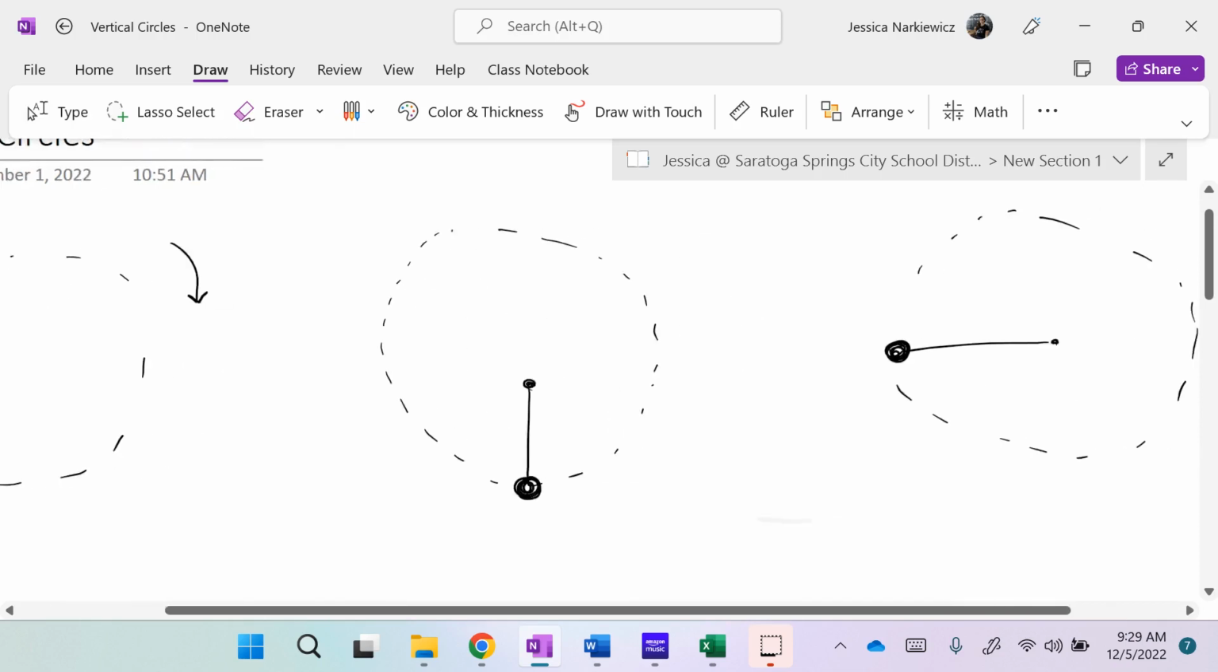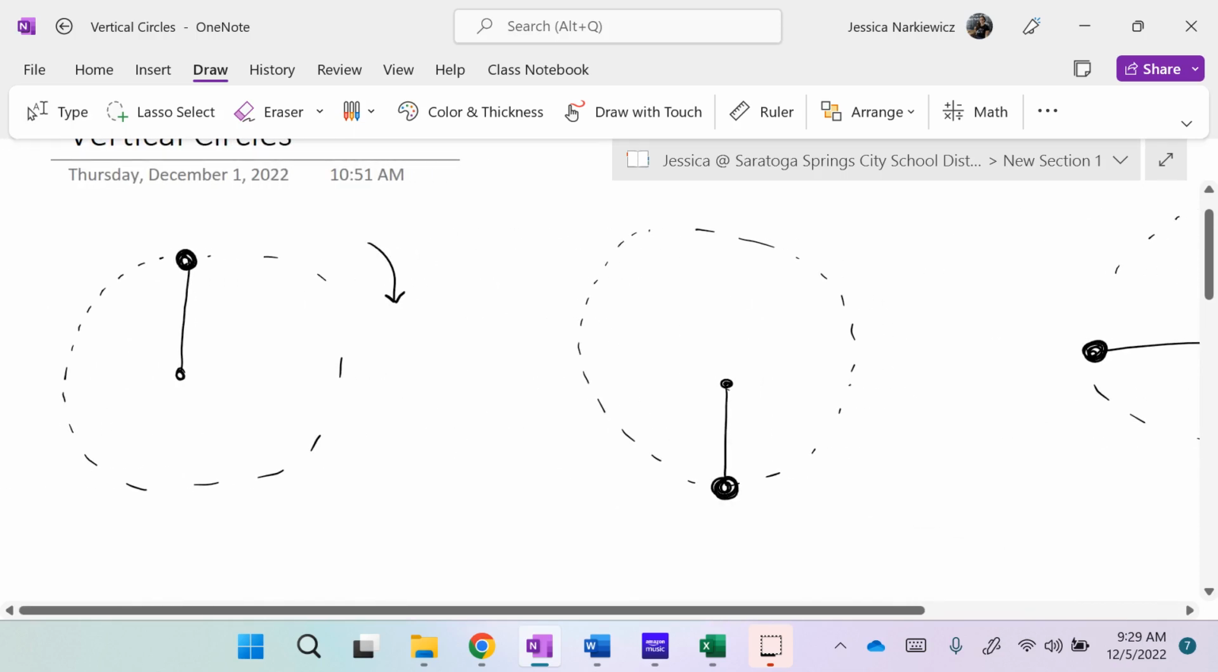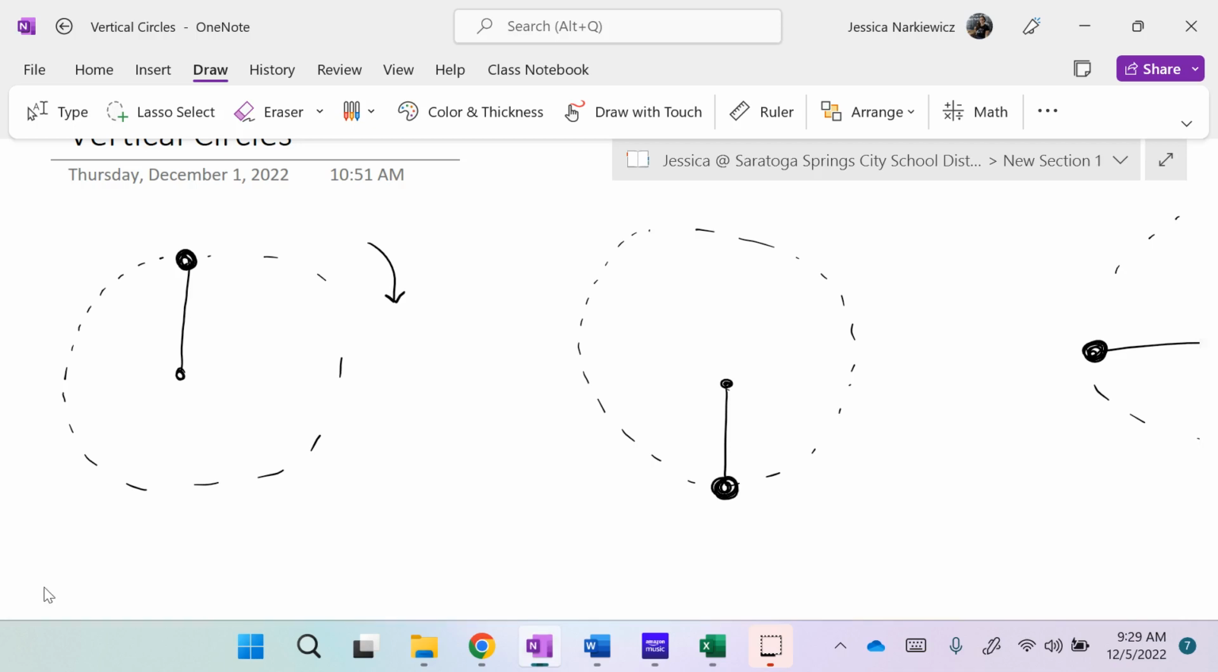So the first type of vertical circle we're going to look at is just a ball being swung in a nice vertical circle. So think about swinging your keys on your finger. We're going to make a couple of assumptions. We're going to assume that the speed is constant throughout the entire circle, and of course, also that the radius is constant.